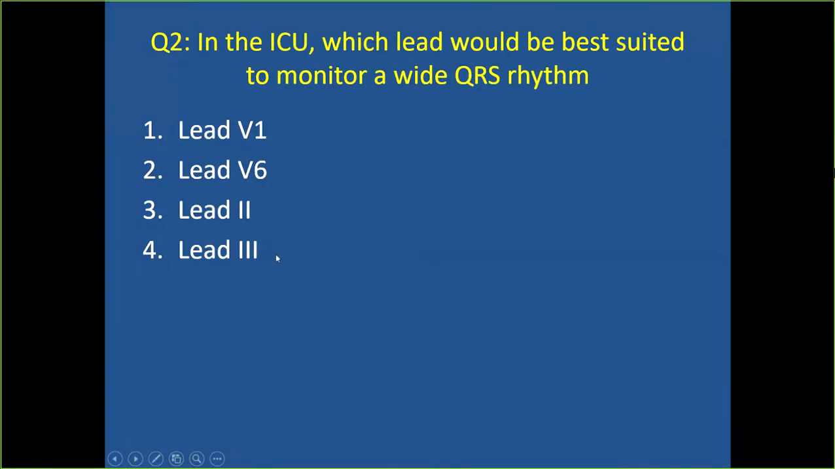Next. So in the ICU, this is very practical, so I thought I'll keep it. Which lead would be best suited to monitor a wide QRS rhythm? Lead V1, lead V6, lead 2, or lead 3? I'll open the poll, sir.